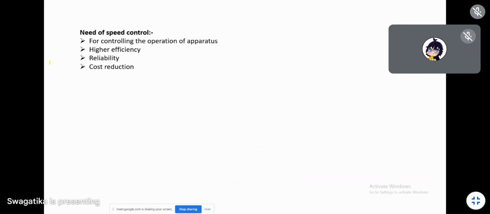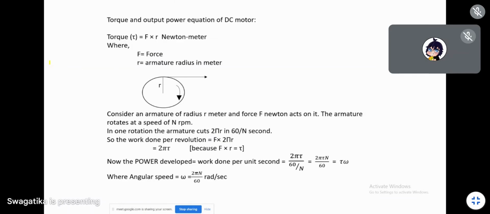Now, what is the need of a speed controller? For controlling the operation of the apparatus, it provides high efficiency and some cost effectiveness. So now, how will you control the speed of the DC machine? First of all, torque is force into radius. You have studied the basic DC motor.